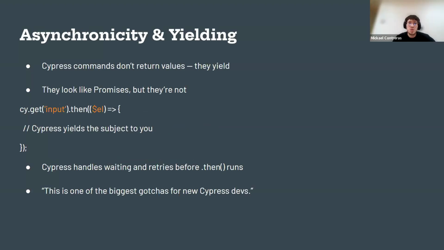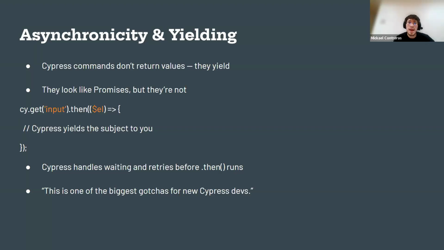Now we'll talk about asynchronicity. This is probably the biggest aha moment while learning Cypress. It looks like a promise, but it's not quite the same. Cypress commands like cy.get don't return values the way you might expect. You can't just assign them to a variable and use them later. Instead, they yield a value when Cypress is ready, once these commands have run and passed.